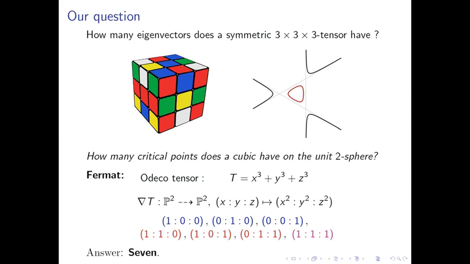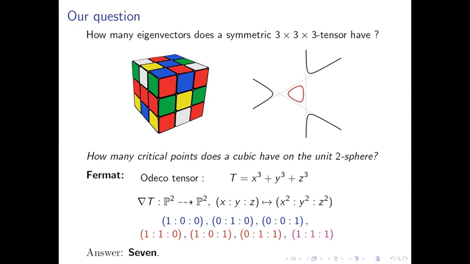Now, why is this ODECO? Well, you look at the corresponding vectors, right? 1, 0, 0; 0, 1, 0; 0, 0, 1, right? They're orthogonal. So that's an ODECO tensor. So another way to say ODECO is to be in the orbit of the Fermat polynomial under the orthogonal group. Okay, so let's calculate the eigenvectors.